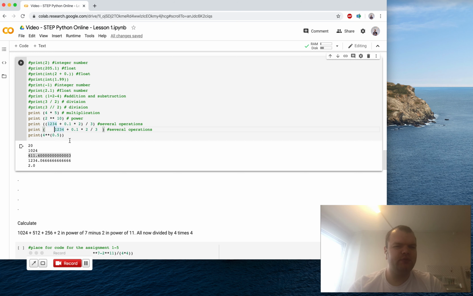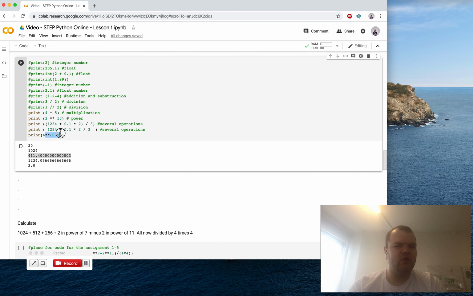The same goes here. So you can see that in case we haven't used brackets for this number, we will multiply 0.1 by 2 divided by 3 and then add this result to this part, which you can see here.